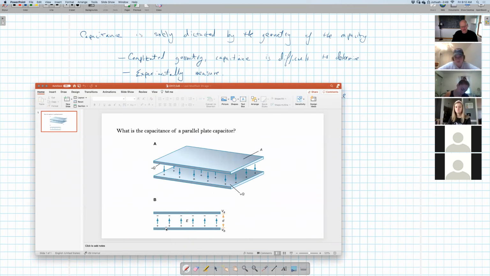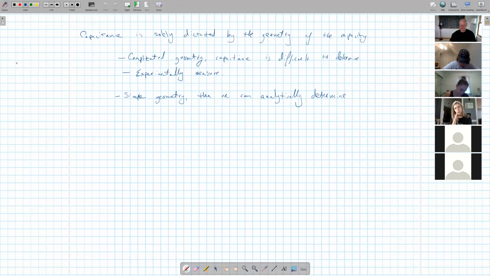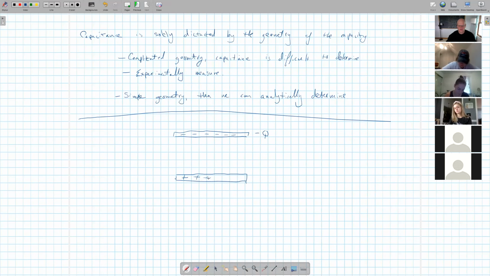This is looking from a side view. Here I have positive charges on this plate and negative charges on this plate, which creates an electric field. That electric field points upward. Here we have the distance d separating the two. We want to know the capacitance. So let's look at that example. Here's my parallel plate capacitor. Here's my negatively charged plate, which has negative Q. Here is my positive plate, which has positive Q.